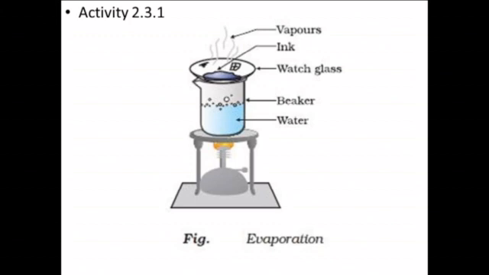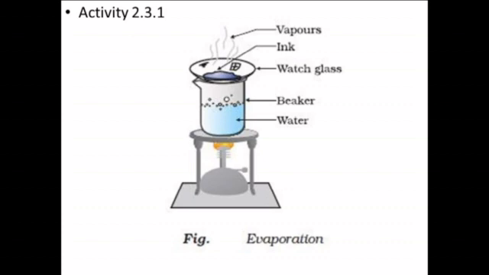Next topic is separating the components of a mixture. Handpicking, sieving, filtration are some common methods to separate the constituents of a heterogeneous mixture. In order to understand it, we'll take few activities. In that first activity is how can we obtain colored dye from blue or black ink.